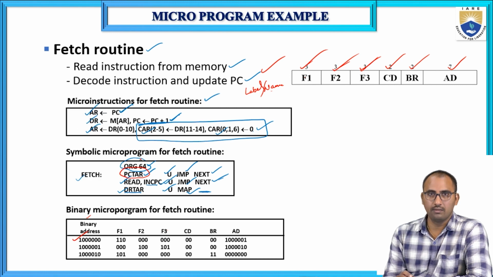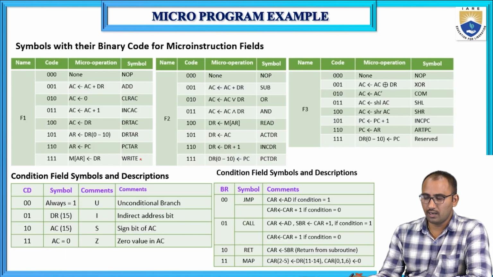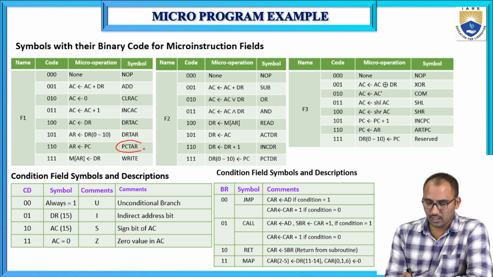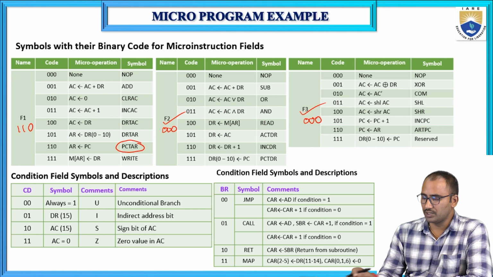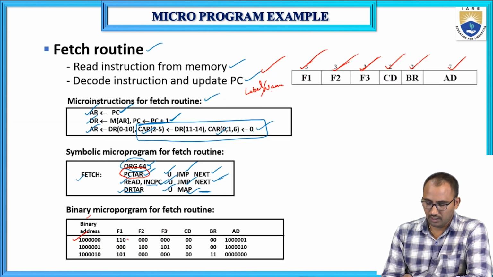PC to AR. So where is PC to AR? It is in the first field. PC to AR is not available in the F2 field and F3 field. So that's why the F2 field is zeros, the F3 field is also zeros, and the F1 field will be 1, 1, 0. These are the bit representations. So that's why 1, 1, 0, zeros, zeros.